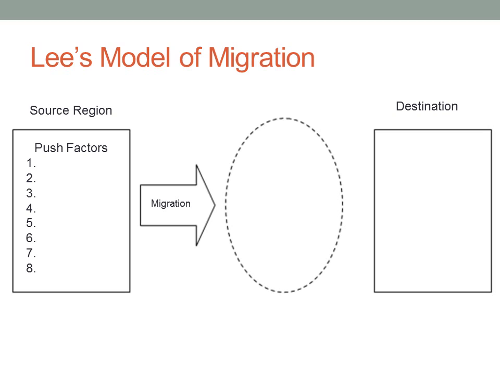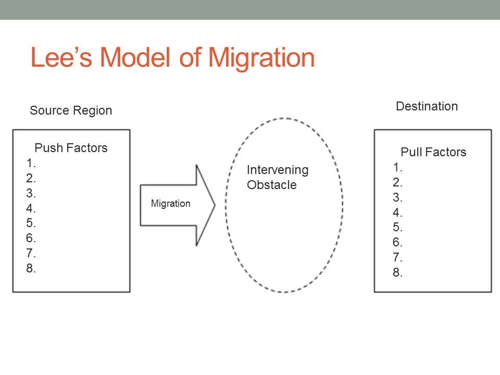So they push us to leave, we migrate. That's the arrow. Where are we headed? Well, we're headed to our destination because they have pull factors. Again, positives or negatives. They're pulling us to a particular location. And then during the course of this migration, there's going to be some kind of intervening obstacle. So this is what Lee's model of migration actually looks like.